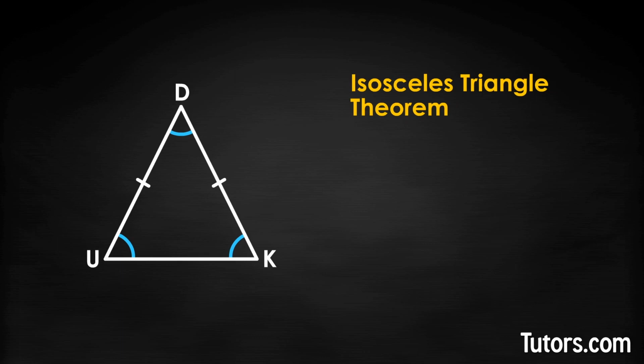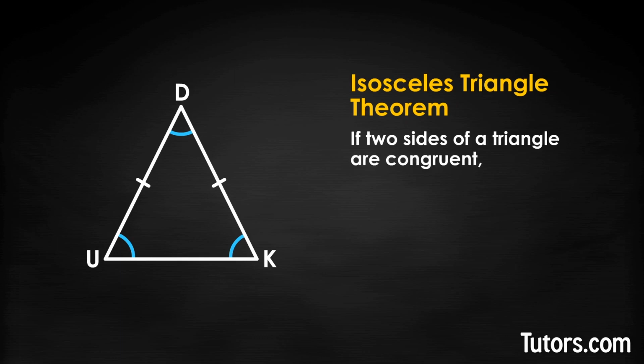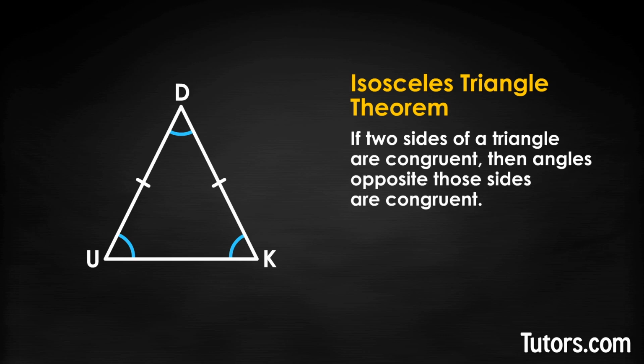The Isosceles Triangle Theorem states, if two sides of a triangle are congruent, then angles opposite those sides are congruent. To mathematically prove this, we need to introduce a median line, a line constructed from an interior angle to the midpoint of the opposite side. We find point C on base UK and construct line segment DC. There, look at the two triangles formed by the median.